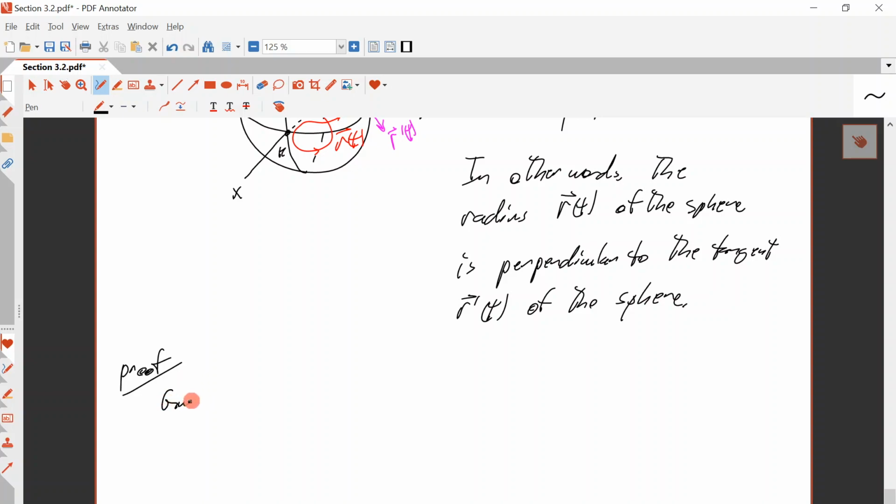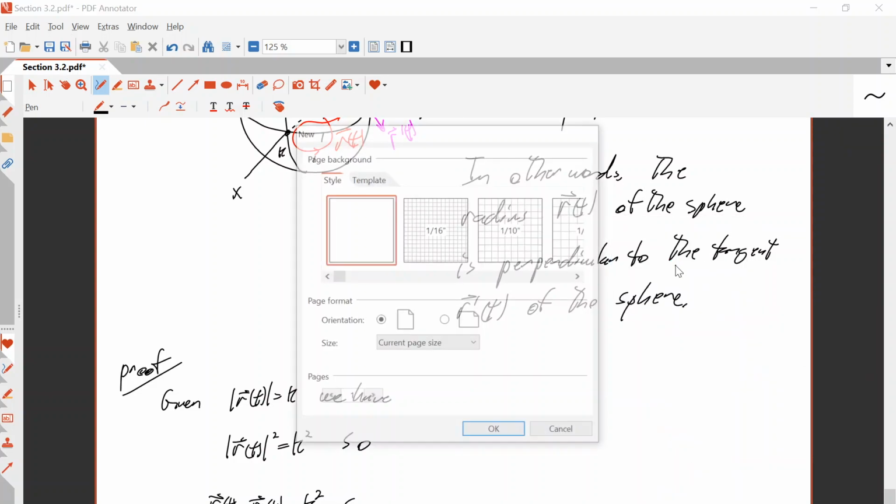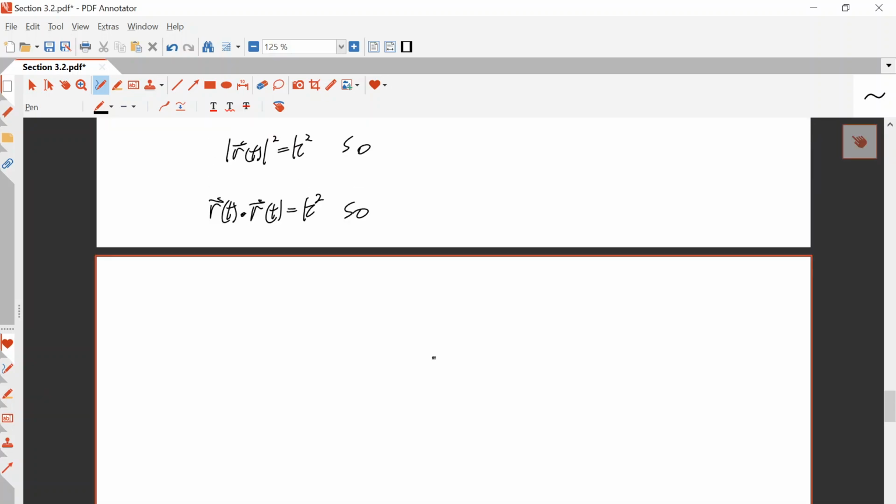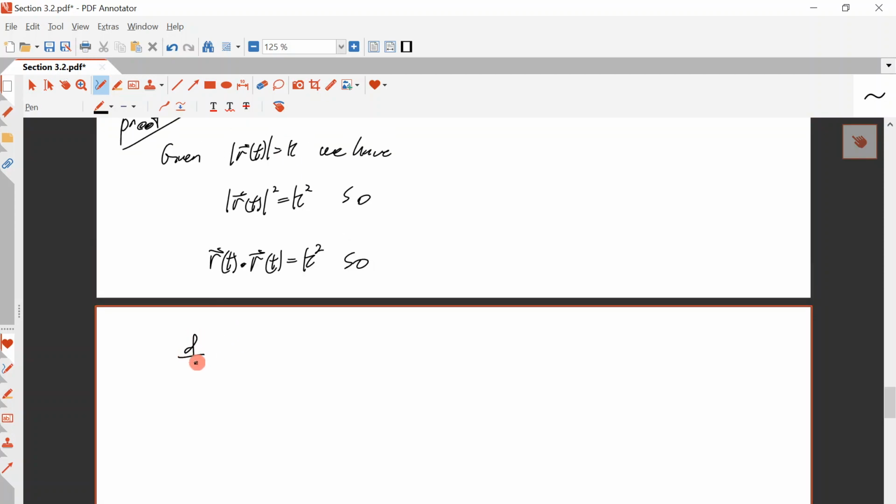Okay, so given the magnitude of r of t is equal to k, we have that the magnitude of r of t squared is k squared. So, well, the length of r of t squared is r of t dot r of t. So now, let's take the derivative with respect to t on both sides.